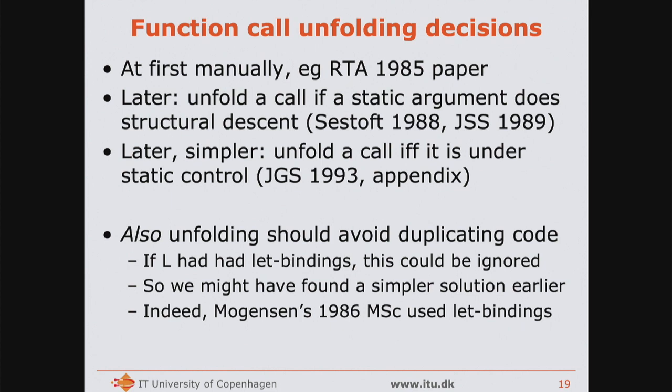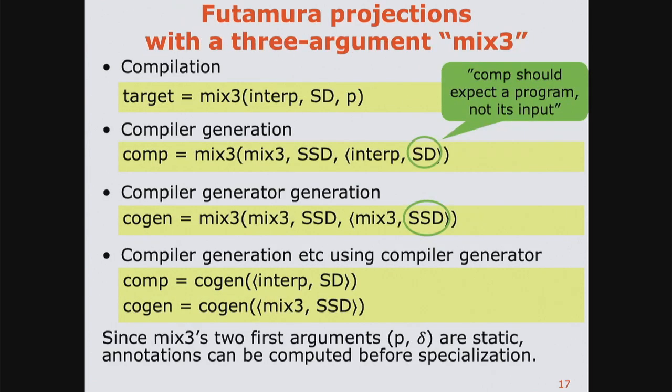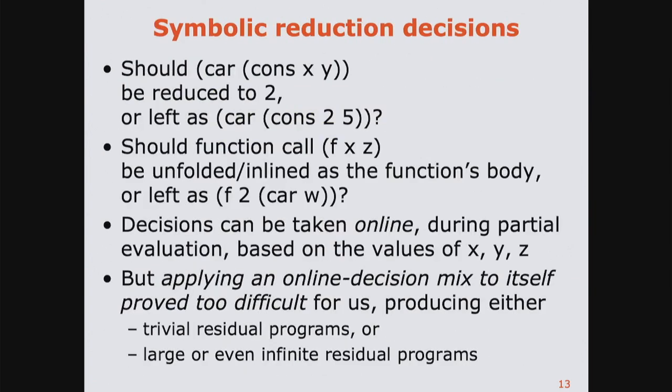even our late '84 language didn't have proper let bindings, and therefore function calls also had the role of, if you had a very expensive computation, you wanted to do it once and use it twice, you needed a function call there, and therefore call unfolding should also avoid duplicating code and computations. If our language had let bindings, this extra restriction could be ignored, and I think we would probably have invented the simpler solution earlier. So even our late '84 language is actually a little too simplistic, I think.